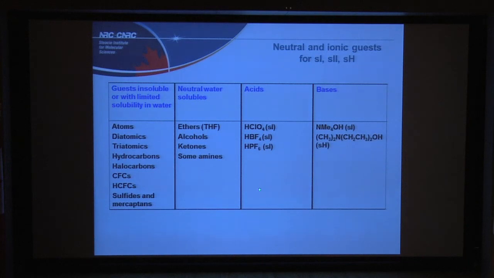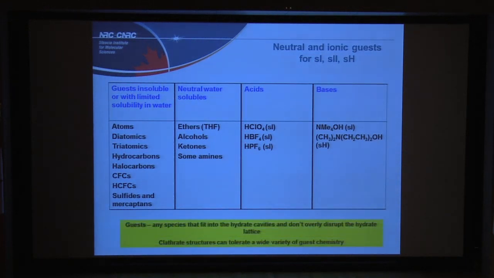And to become even less classical, we have a number of acids that form hydrates as well as some bases. So a guest can be any species that fits into the hydrate cages and doesn't overly disrupt the hydrate lattice. Clathrate structures are robust enough that they can tolerate a wide variety of guest chemistry. So the field in that sense is much broader than just natural gas hydrates.